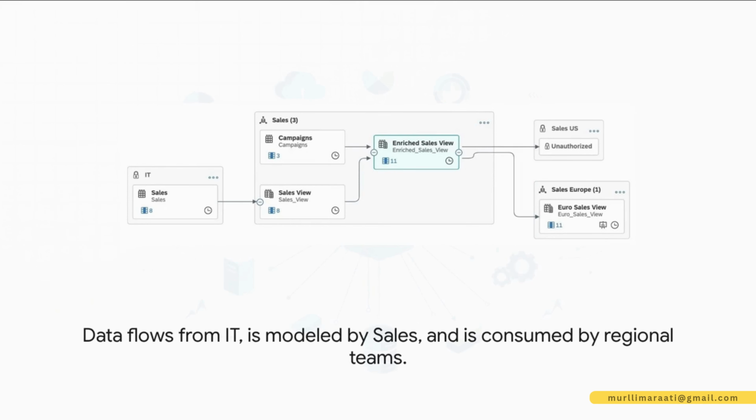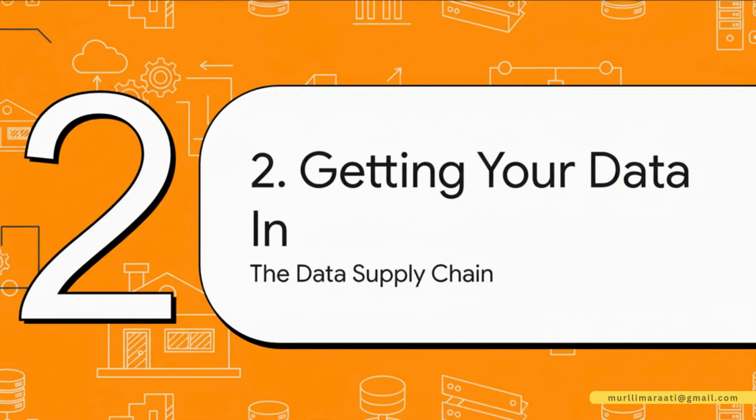And check this out. This diagram shows it all in action. You can see the flow, right? Over on the left, you've got the IT space. They're providing the raw source data. Then it moves into the sales space where it gets modeled and enriched into this nice, clean, enriched sales view. This becomes a trusted, governed asset. And then it's shared with other teams, like Sales Europe. It's all about collaboration, but in a really controlled, secure way. Pretty cool.